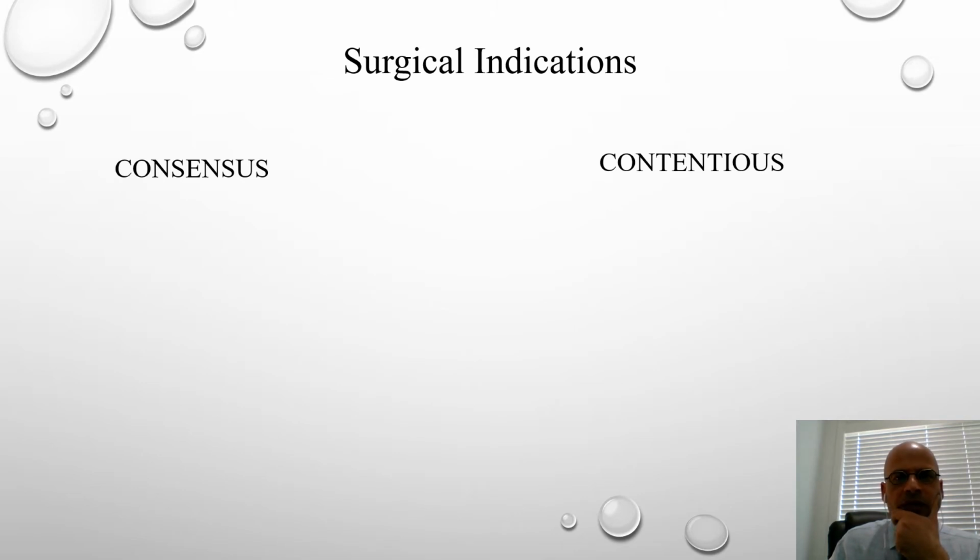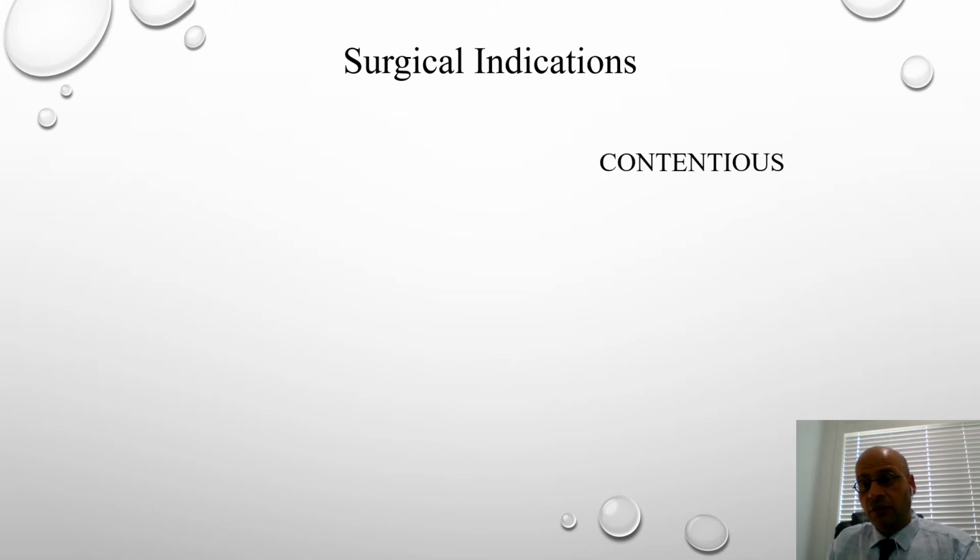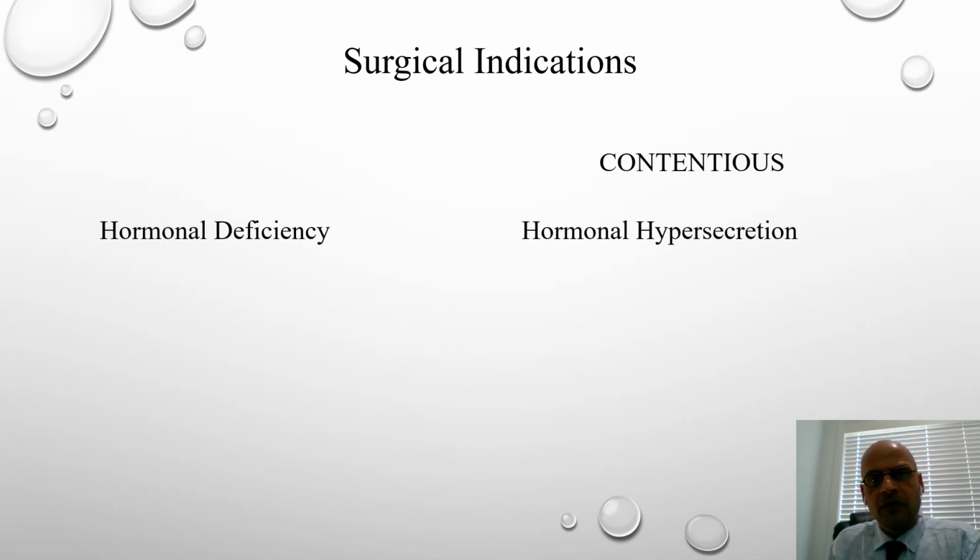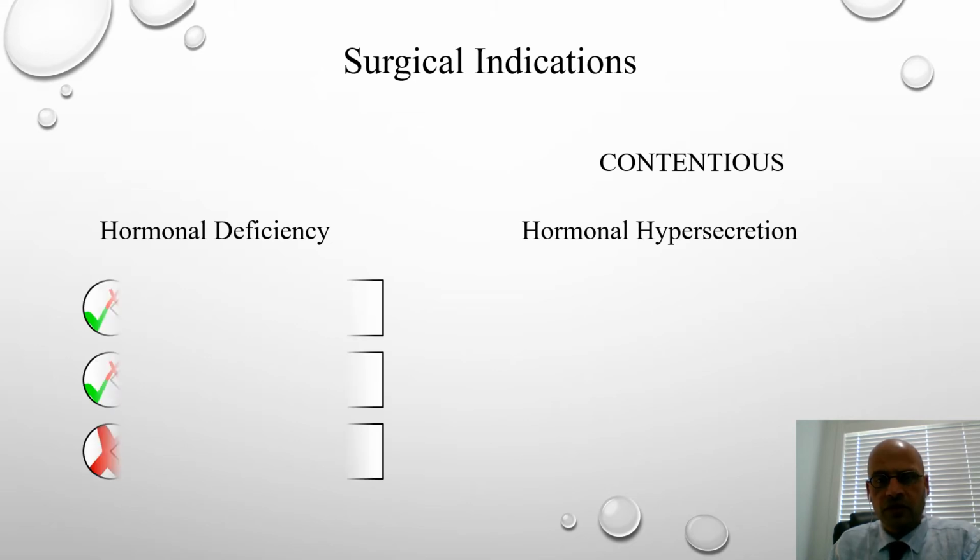We'll move on to the contentious indications. These indications, by definition, are debatable. We don't universally agree on them. Generally, the issue concerns a stable-size Rathke's cyst where there is hormonal deficiency or hormonal hypersecretion. What are you going to do about it?